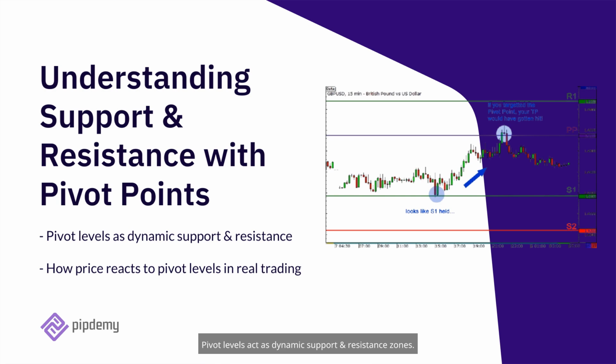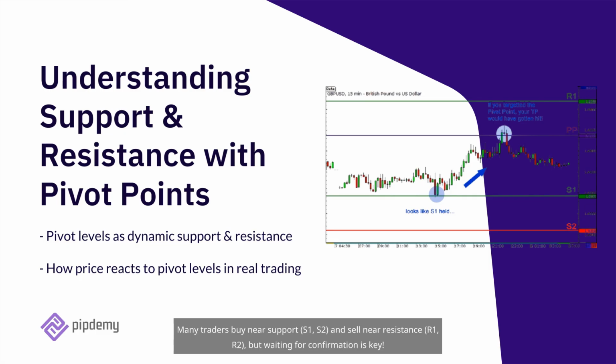Pivot levels act as dynamic support and resistance zones. If the price is above the pivot point, it often acts as support. If the price is below the pivot point, it often acts as resistance. Many traders buy near support, S1, S2, and sell near resistance, R1, R2, but waiting for confirmation is key.